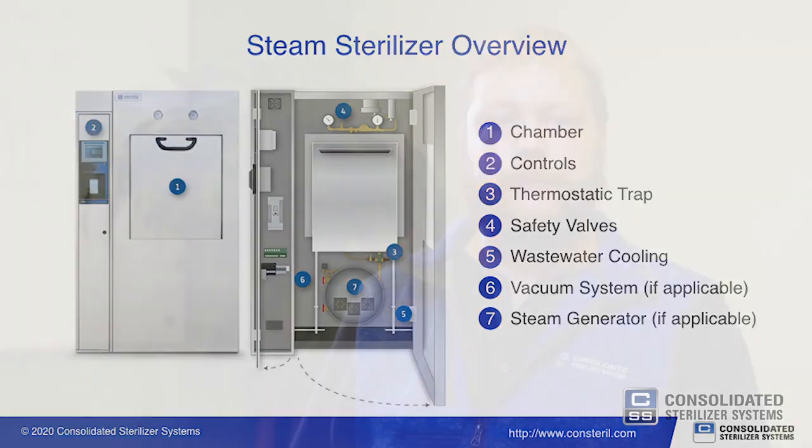enters the drain piping. An autoclave might also include a vacuum system, which enables the user to forcibly remove air from the chamber with a vacuum, and a steam generator or boiler, which uses electric heating elements to heat water and generate steam. Next up, we'll talk about sterilization cycles.